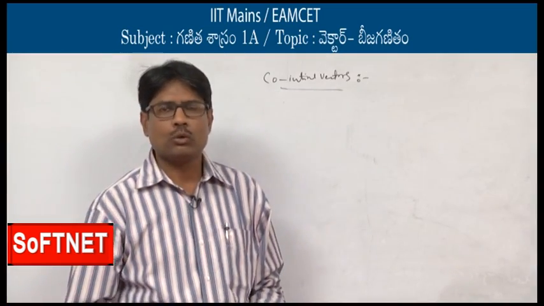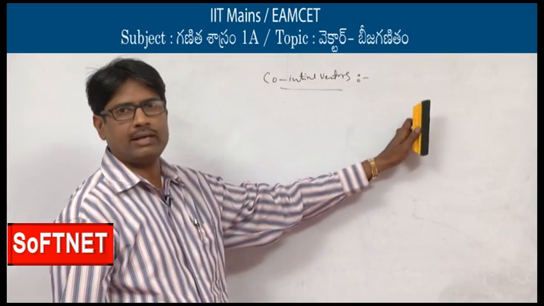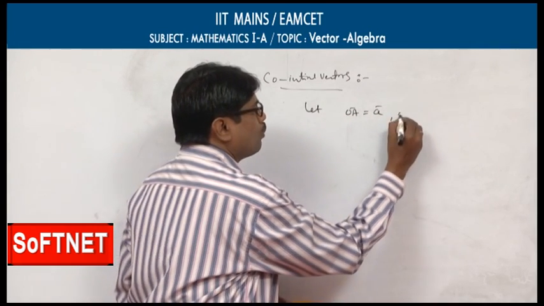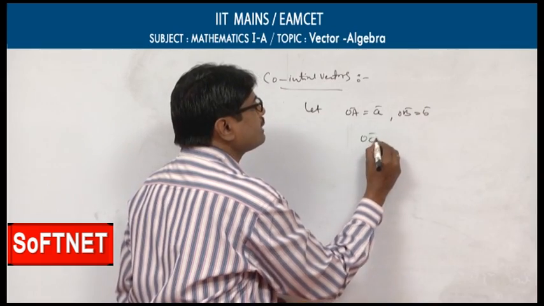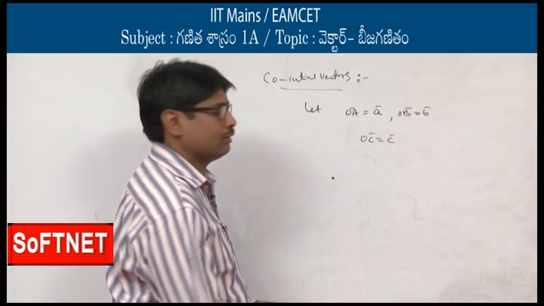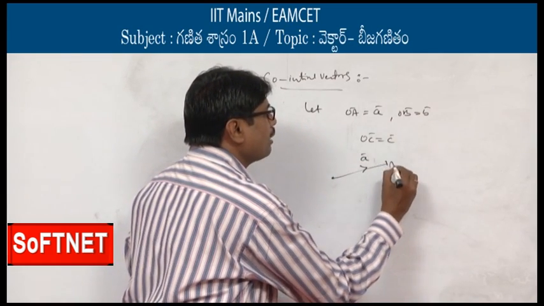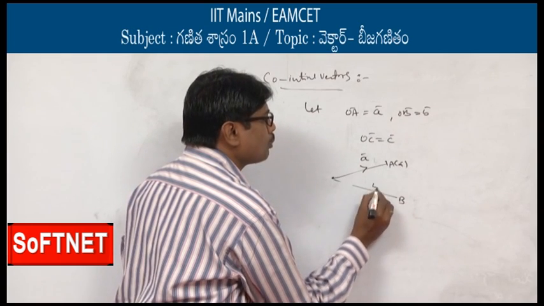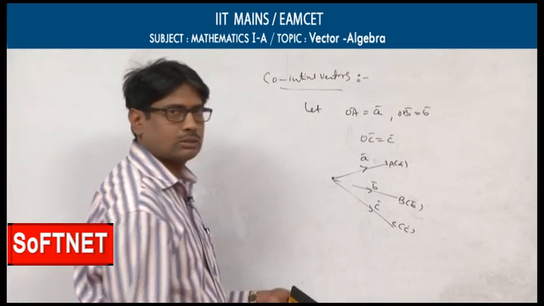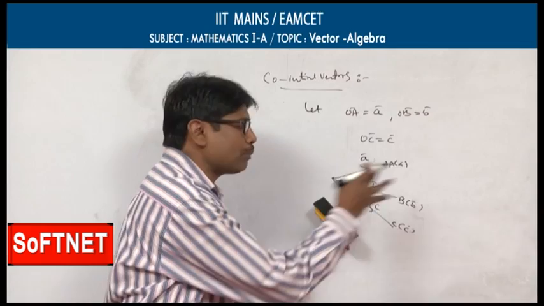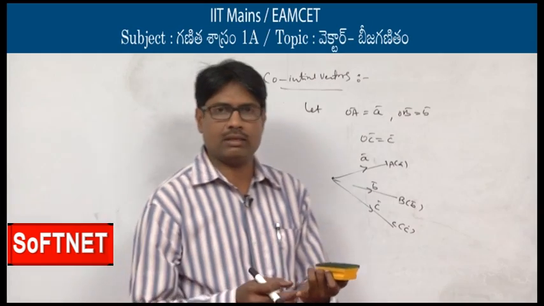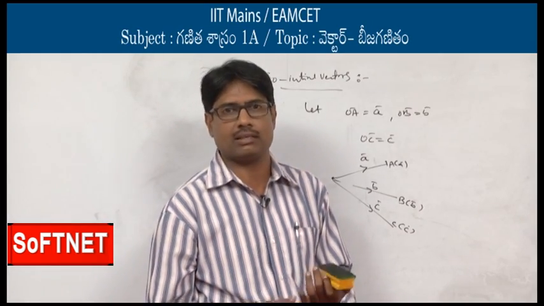Vectors are said to be co-initial vectors if their initial points are coincident. Let OA bar is equal to A bar, OB bar is equal to B bar, OC bar is equal to C bar. These are the 3 co-initial vectors. Their initial point will be coincident. We are not bothered about the terminal point. They are called co-initial vectors. So we covered null vector, unit vector, and co-initial vectors.